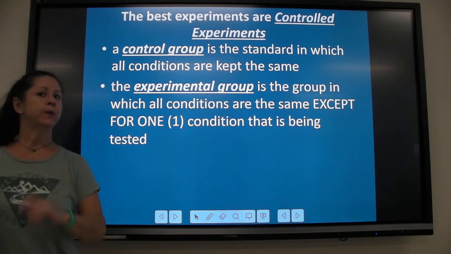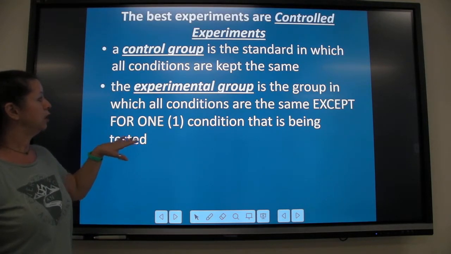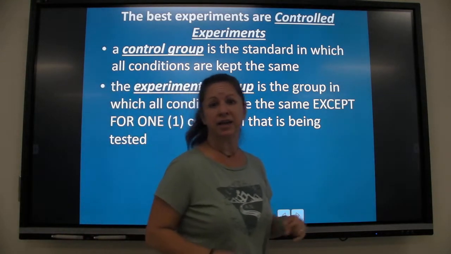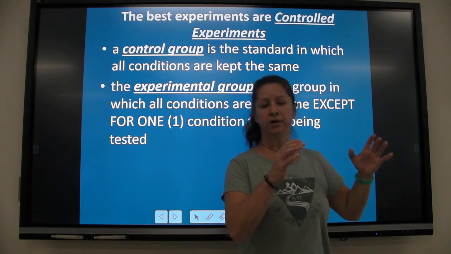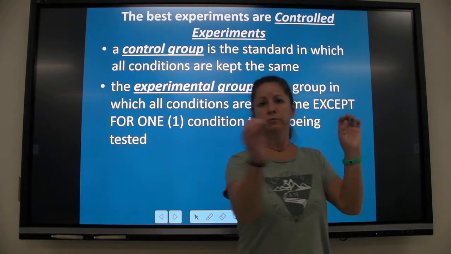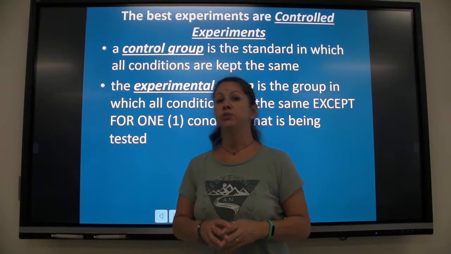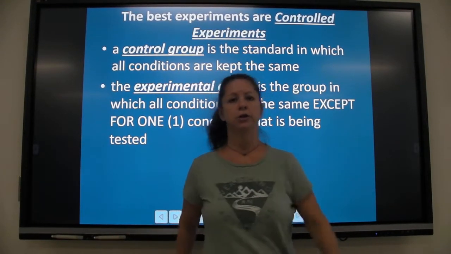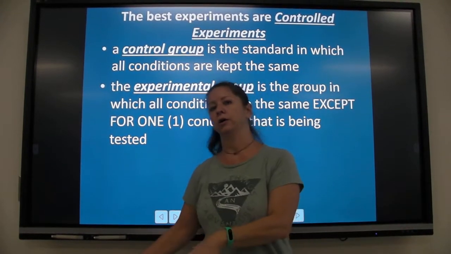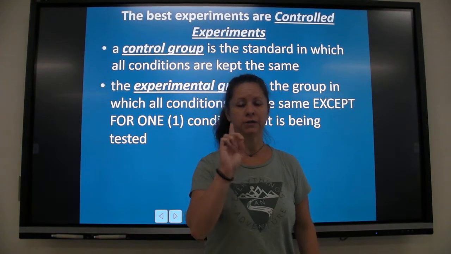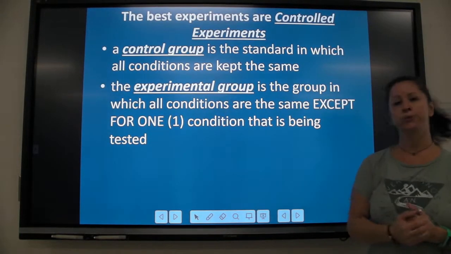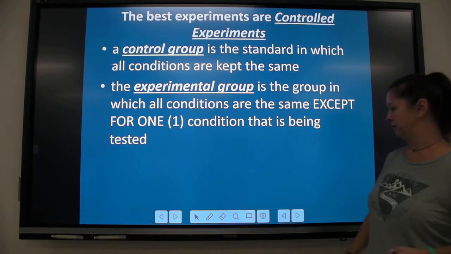All right. Then you have the experimental group. That's the group in which all conditions are kept the same except for one that is being tested. Remember I said we're going to have two plants. Both of them are going to be the same type of plant. Both of them should be the same size and the same age when you start. You need to put both of them in the same kind of dirt, in the same sunlight, and give both of them the same amount of water. And then you're going to put fertilizer on one. Just one gets the fertilizer. That's the experimental group. The one thing you're testing is fertilizer.